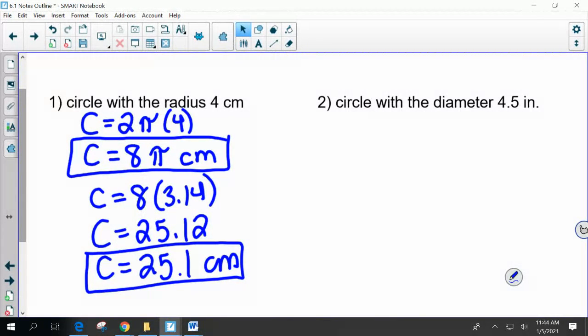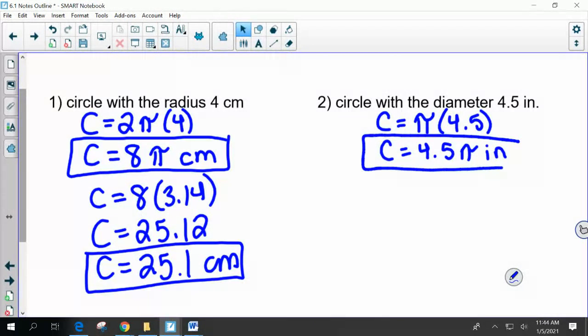Okay, so number 2, a circle with a diameter of 4.5. So for this one, I'm going to use pi times diameter. So pi times 4.5. My first answer needs to be left in terms of pi. So I'm just going to switch that around. So my first answer will be 4.5 pi inches. That's my answer in terms of pi.